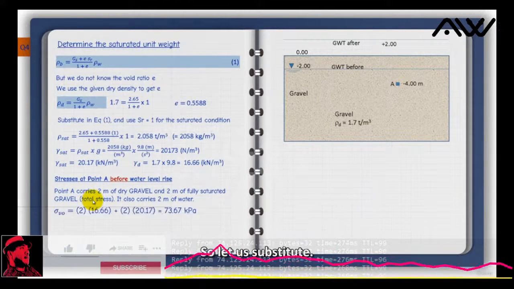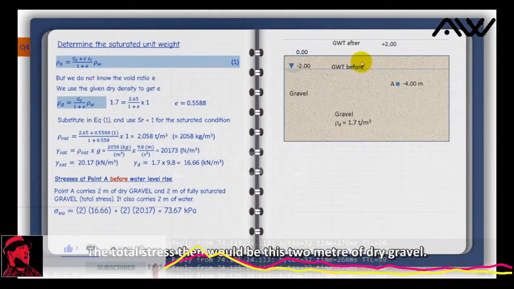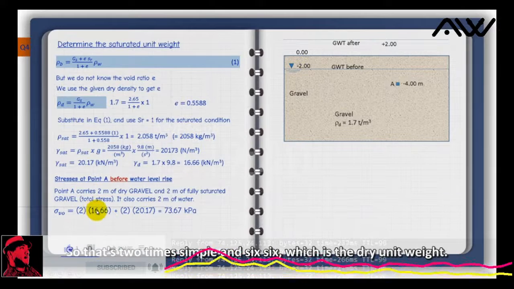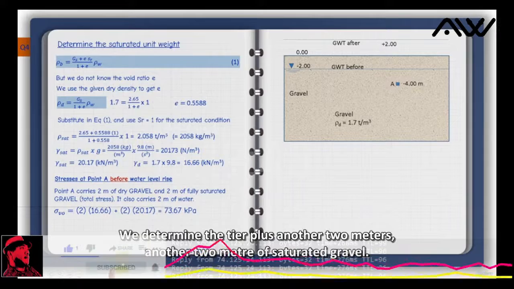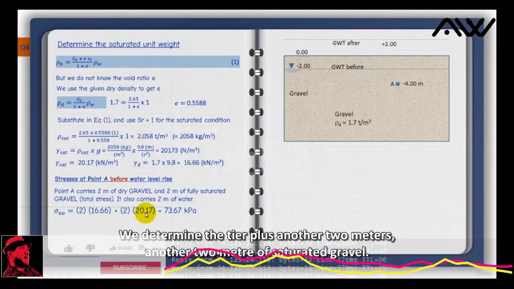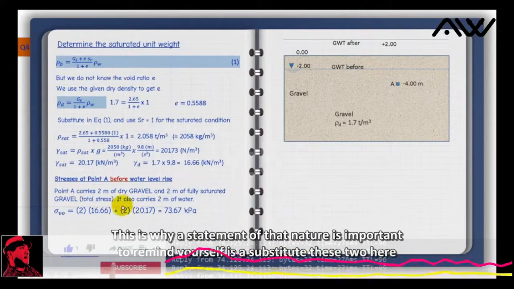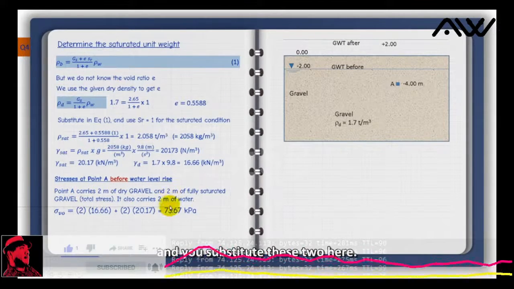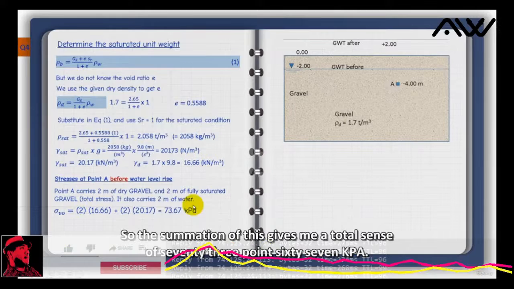So let us substitute. The total stress then would be this 2 meters of dry gravel, so that's 2 times 16.66, which is the dry unit weight, we determined it here, plus another 2 meters of saturated gravel. This is why a statement of that nature is important to remind yourself. You just substitute these two here and you substitute these two here. So the summation of this gives me a total stress of 73.67 kPa.